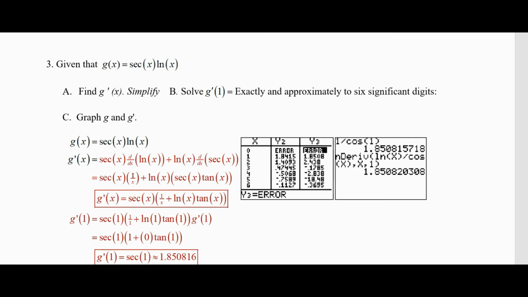Derivative of log of x is 1 over x, log being natural logarithm of x. Derivative of secant x is secant x times tangent of x. So those are formulas that you definitely should have memorized. Let's see, they both have a secant of x. I'm going to factor that out. And so I'm left with secant x times parentheses 1 over x plus natural log of x times the tangent of x.